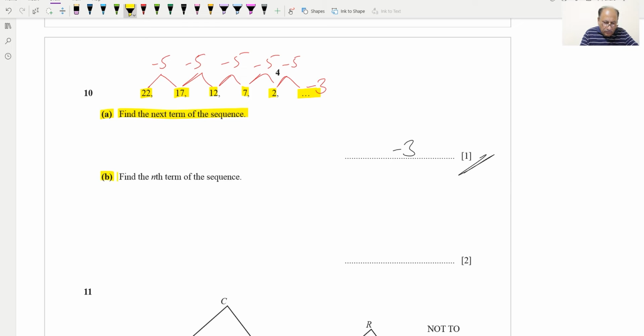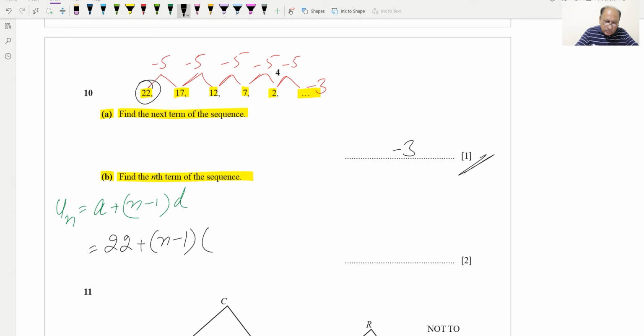Now for the B part, find the nth term of the sequence. For the nth term of the sequence, we know the formula, and the formula is what? u n is equal to a plus n minus 1 into d. So this will be the formula, and a is what? a is equal to 22. So we write 22 plus n minus 1 into the difference, which is minus 5. So we can write here minus 5.